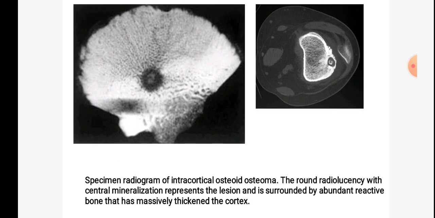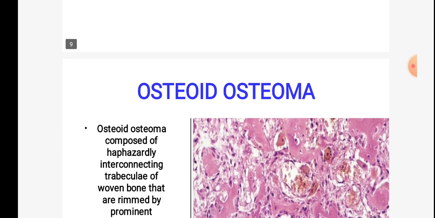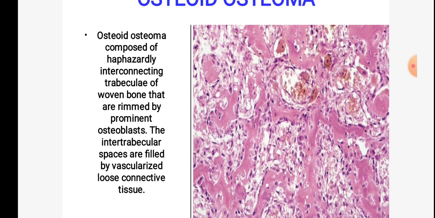This is again the radiogram of an intracortical osteoid osteoma. The radiolucent area with central mineralization can be seen there. On microscopy it is composed of interconnecting trabeculae of woven bone that are rimmed by prominent osteoblasts. The intertrabecular spaces are filled by vascularized loose connective tissue.